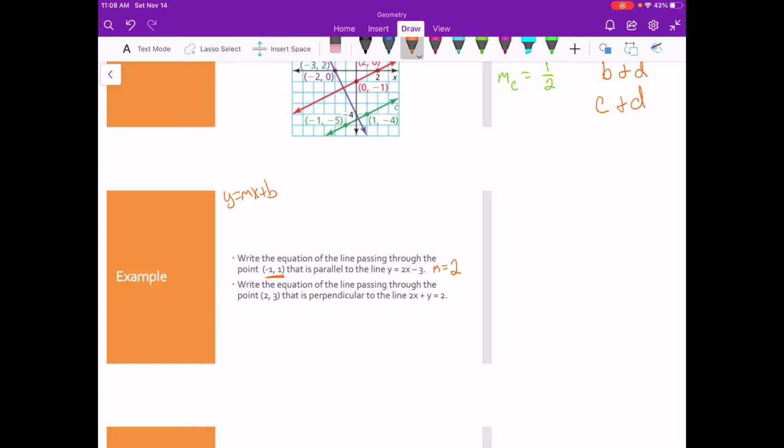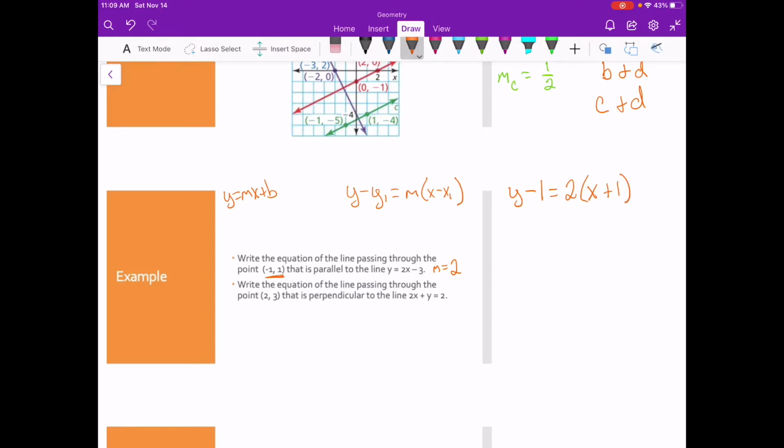And I like to use point slope formula. Some people like to use slope intercept form, but I like to use point slope. So remember that's y minus y1 equals m times x minus x1. So I just plug in what I know. So y minus, the y value is 1, equals m, which is 2, times x minus -1, which is the same thing as x plus 1.